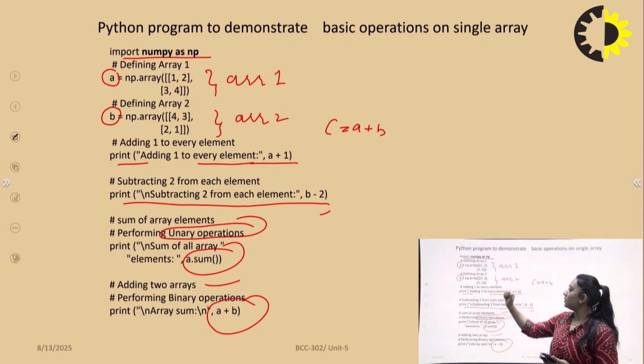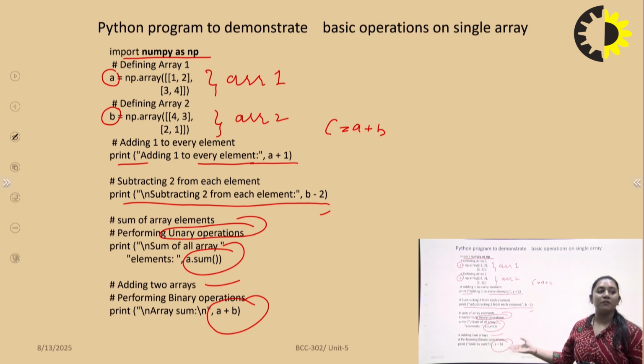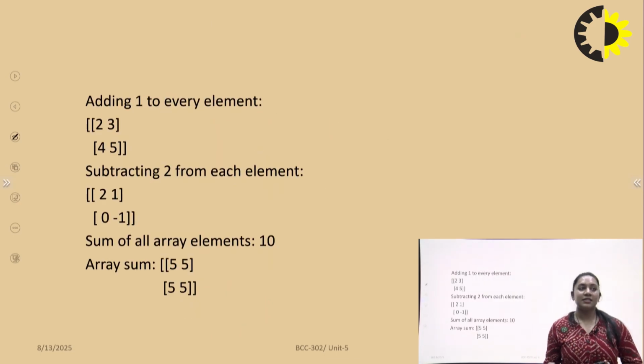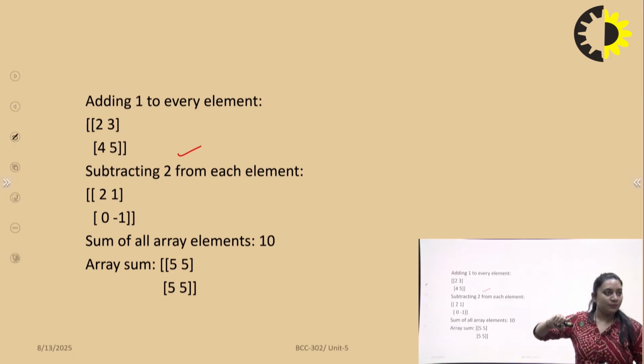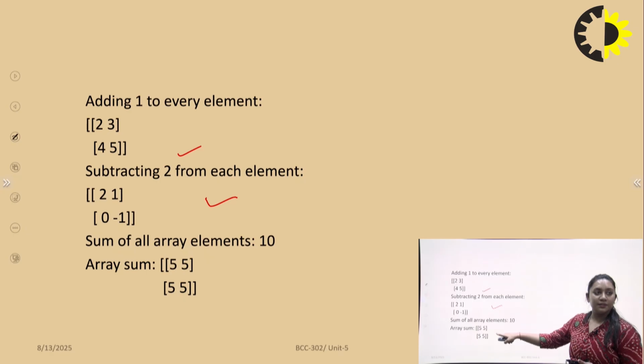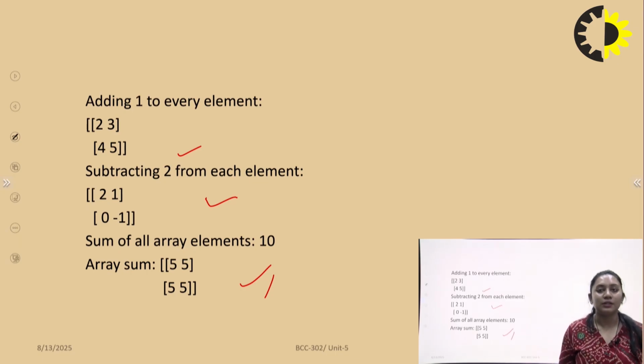You can also perform addition and subtraction, and with the help of the sum function you can perform the unary operation and the binary operation. So here is the output. Number one shows the increment of the value. Number two shows the decrement of the value. Number three, where the array was 10, shows the addition, or the sum of all the array elements.